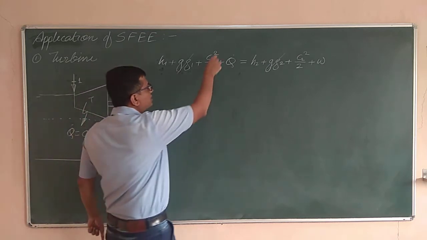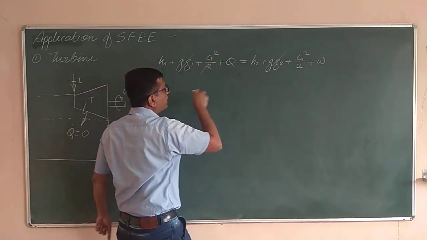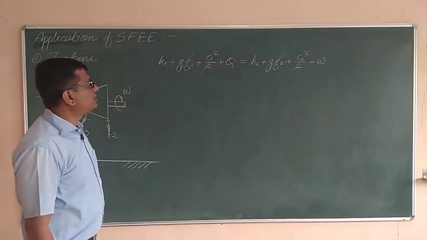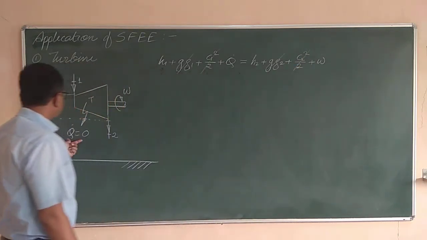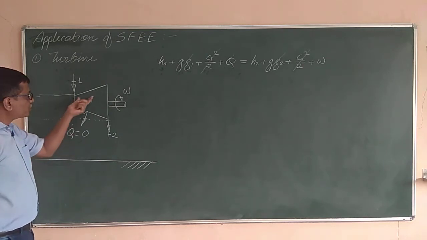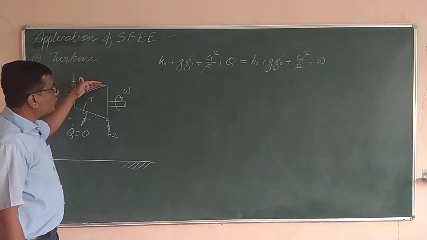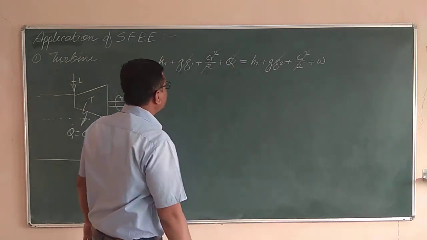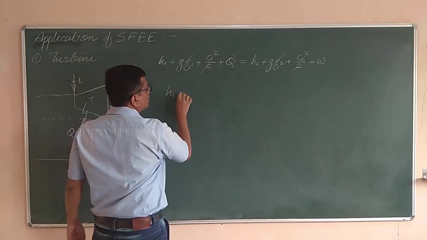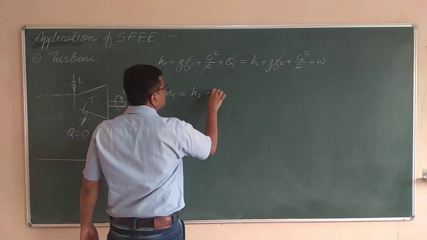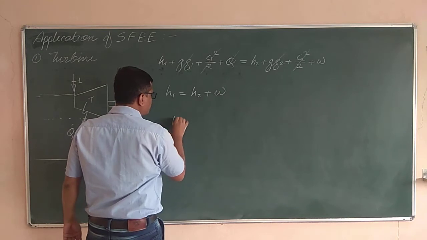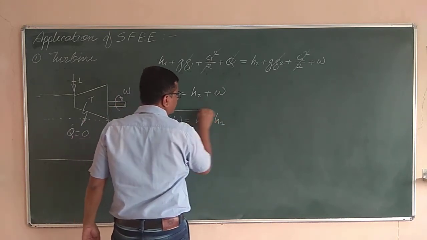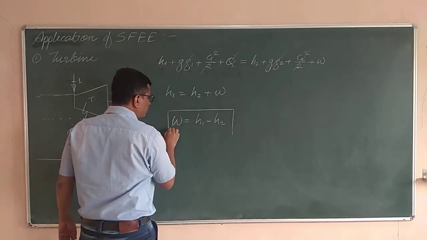So velocity, or say the kinetic head, are almost the same and can get cancelled. And the next one is Q dot. We have already taken that Q dot, the heat transfer taking place across the turbine boundary, to be 0. So that is also neglected. So what I am getting is H1 is equal to H2 plus W. So I can write W is equal to H1 minus H2. And this is the application of the steady flow energy equation to a turbine.